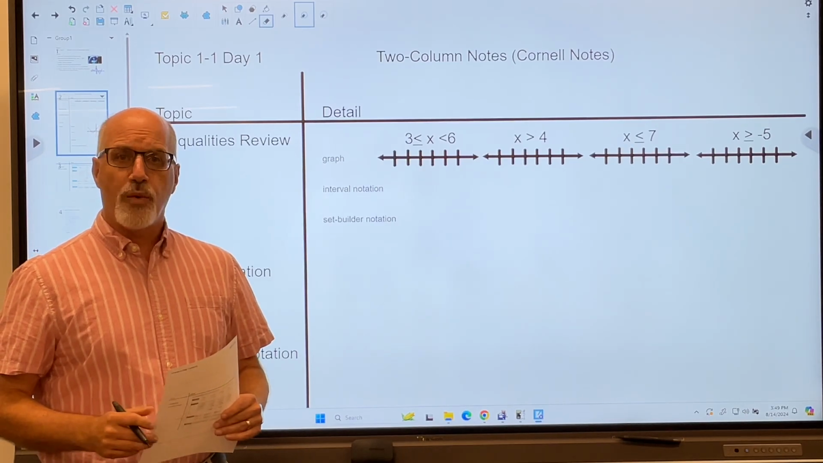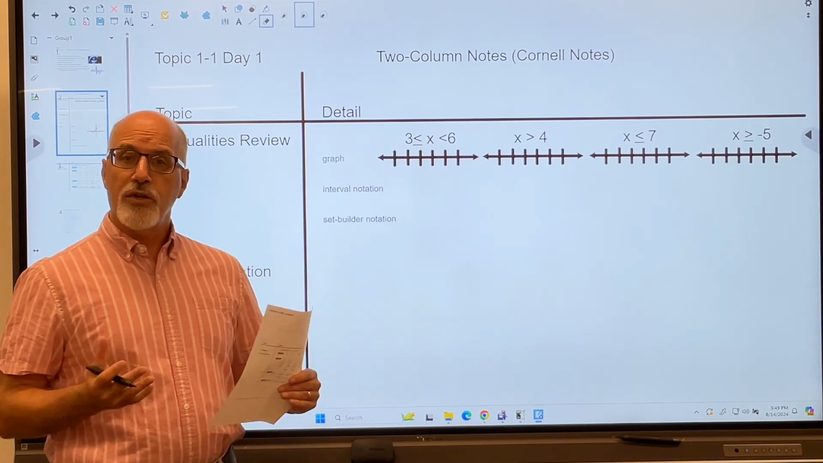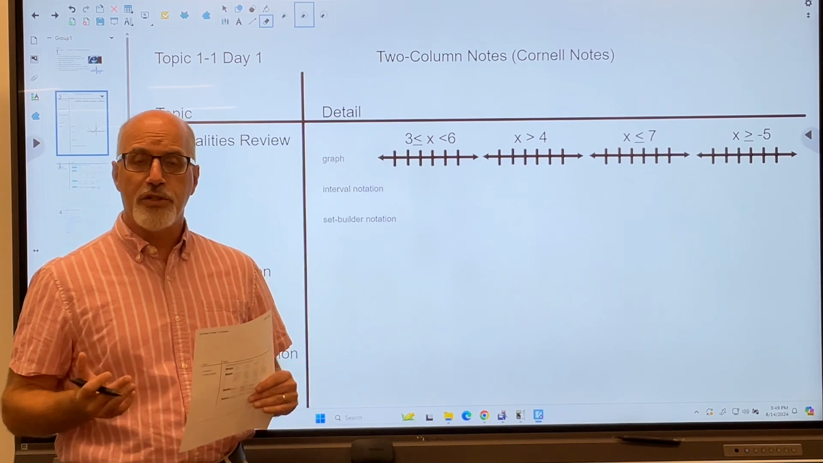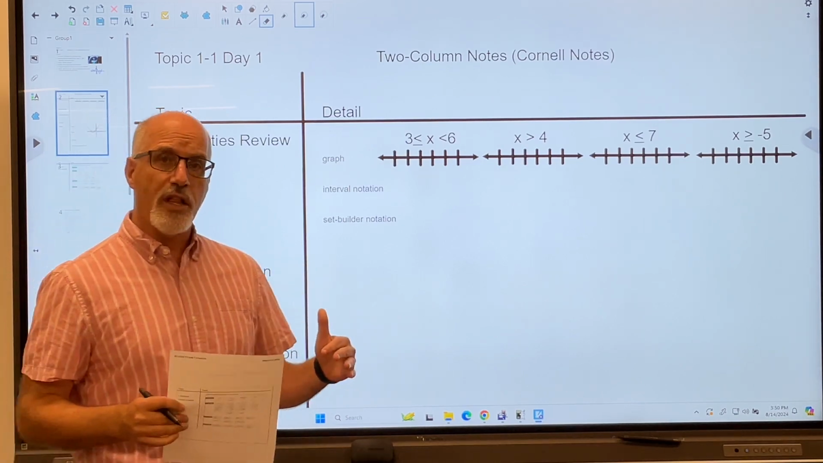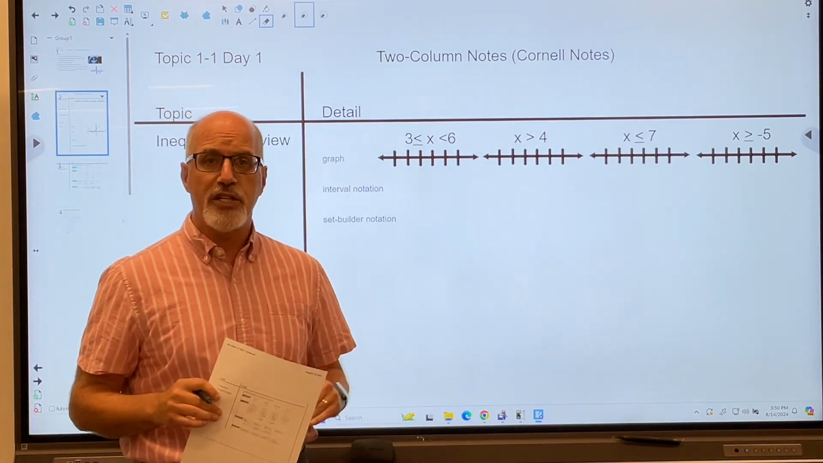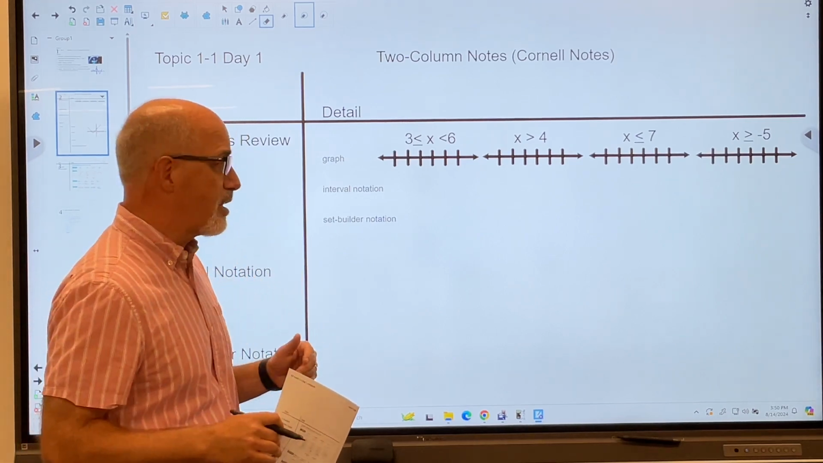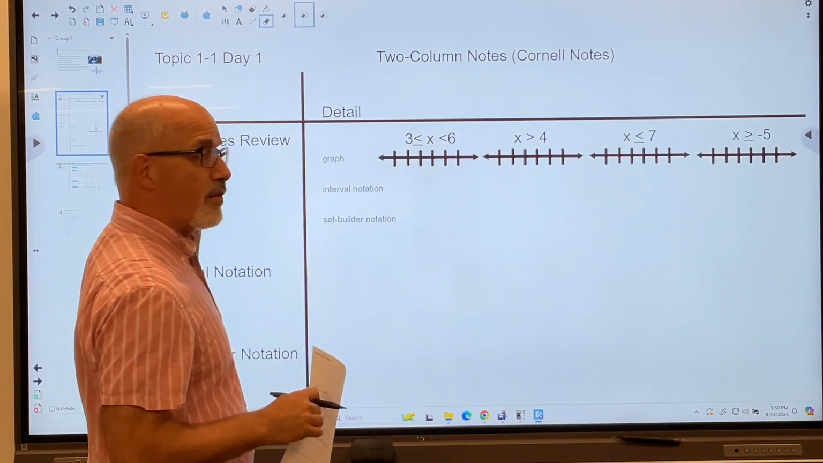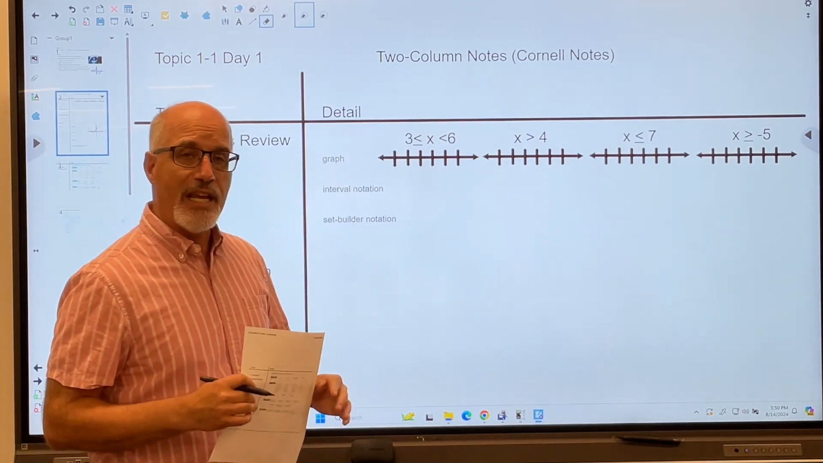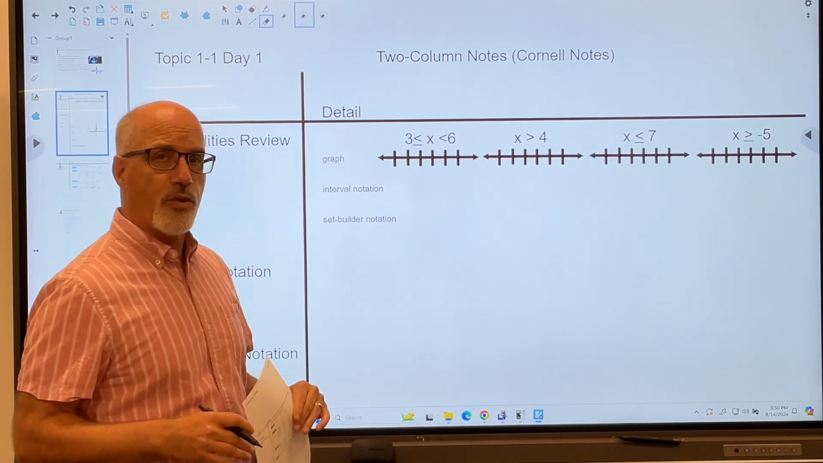This lesson is on graphing. We're going to look at typical types of graphs you see in the Algebra 2 curriculum, as well as some terminology and some interval notations that we'll be using for this class. This lesson is from topic 1-1, day 1 of the Algebra 2 curriculum.